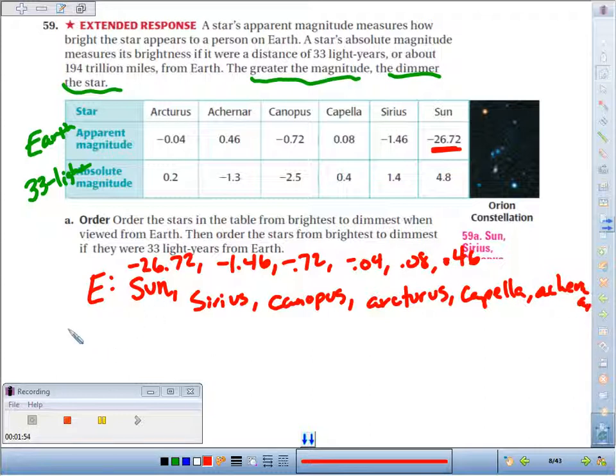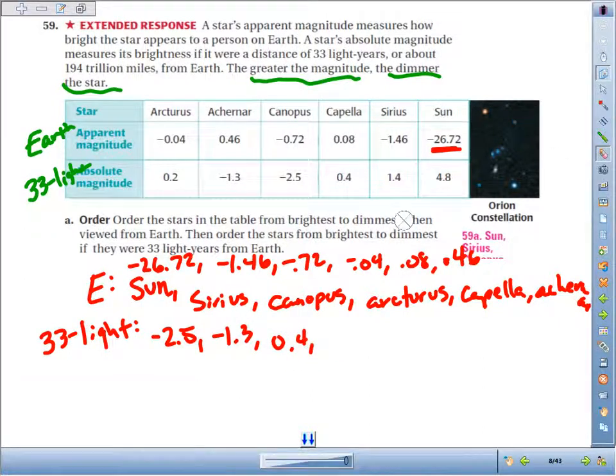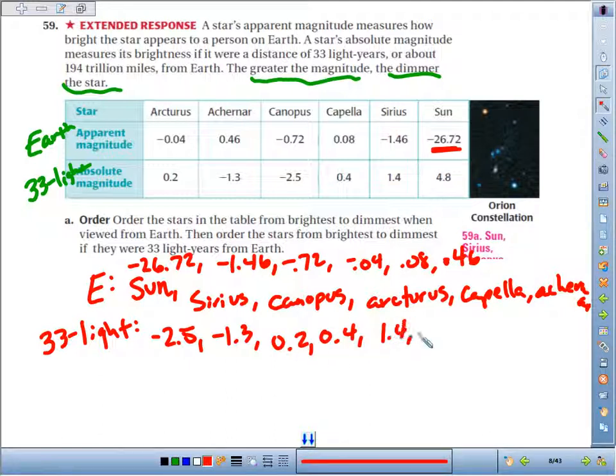And then if we talk about the 33 light year distance, as far as brightest to dimmest, again, brightest is the biggest negative. We'll put these in order from least to greatest. You've got negative 2.5, negative 1.3, 0.2, 0.4, 1.4, and 4.8.